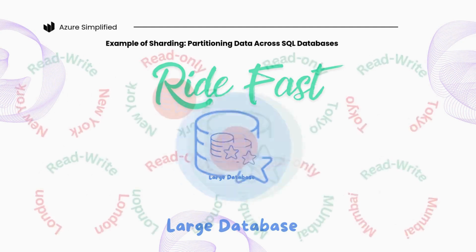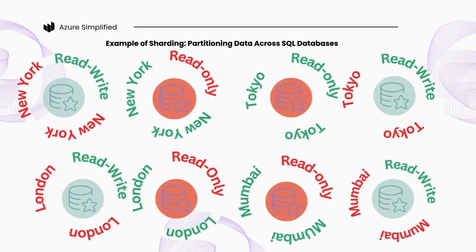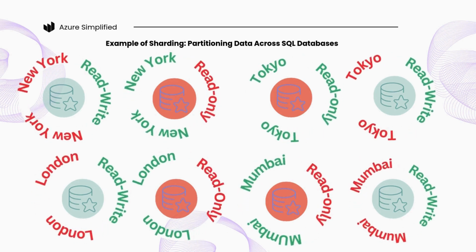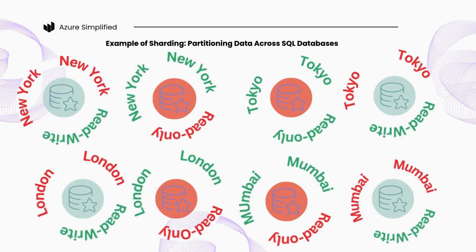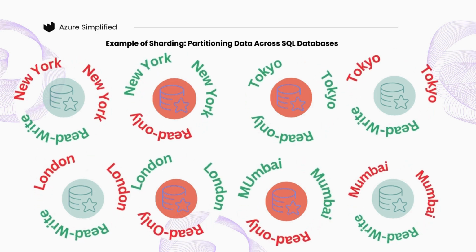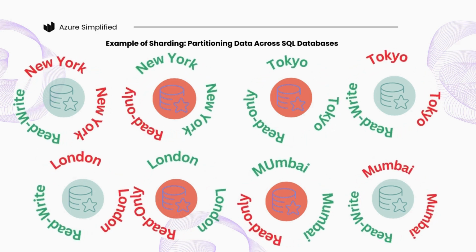Primary and secondary replicas: each shard, a city-specific database, has a primary read-write replica that processes transactions. Secondary read-only replicas handle queries for reporting, analytics, and customer insights without affecting real-time operations.